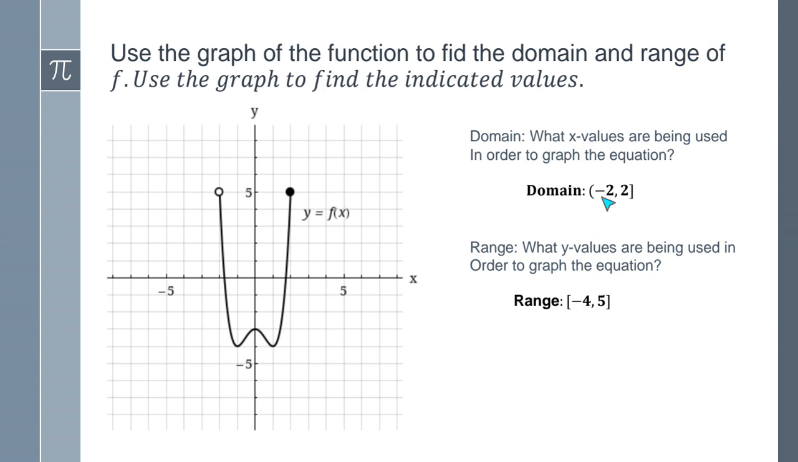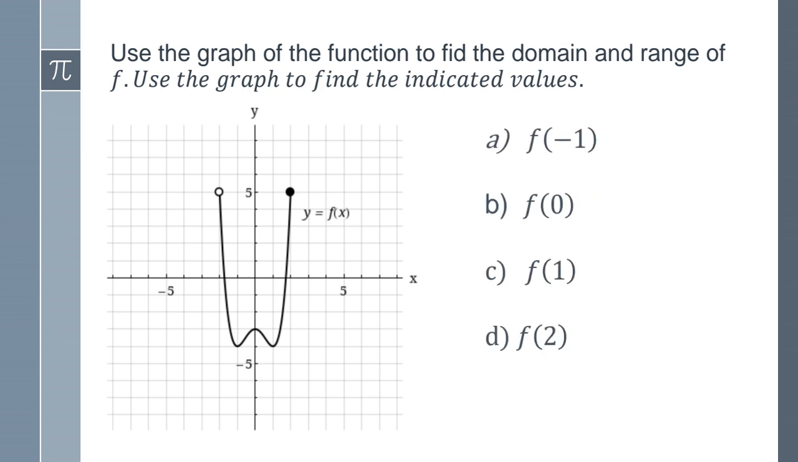Now let's try to evaluate these. Here it's saying find f of -1. Remember, inside of the parentheses, that's your x value. So we go to -1 for x. Here's my -1, and we need to know what the y value is. We can either go up or down until we get to the graph. I'm going to scroll down, and my y value here is going to be -4.